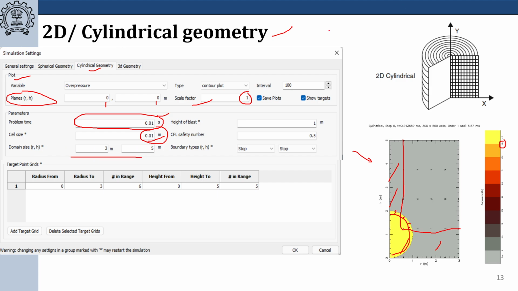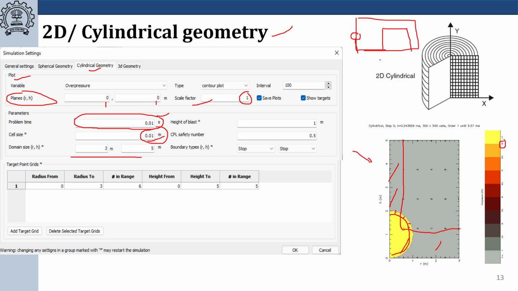Another thing is the 3 meter domain size. Our previous problem statement was that the explosive occurs at 1 meter from the ground and 3 meters from the structure. So 3 meters will be the radial distance, and the height I have chosen here is 5 meters, but you can go to 4 meters also. So 3 meter by 5 meter is my domain.